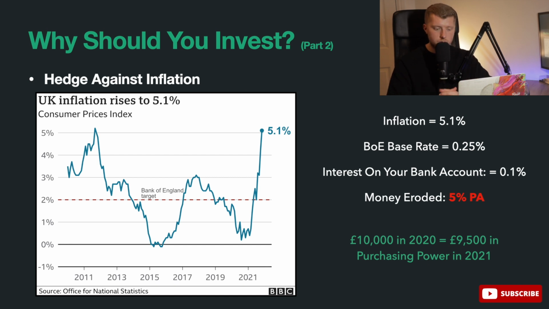If we provide some context to that, a simple £10,000 held in cash in 2020, as of 2021, would only actually be worth £9,500 in purchasing power today. So whilst the physical number in your bank account doesn't go down, it's the purchasing power that does decline, and therefore it's a little bit of an invisible erosion of your wealth, which typically people don't see.